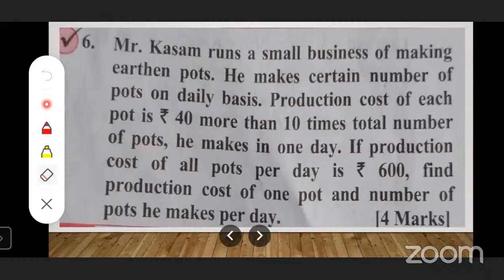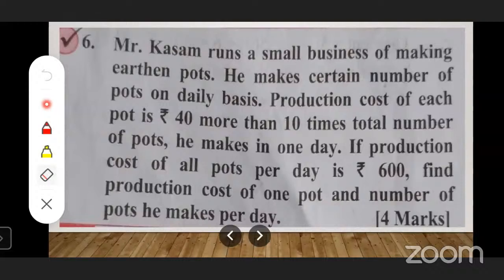Kasam runs a small business of making earthen pots. So, which business does Mr. Kasam actually run? Of making earthen pots. He makes a certain number of pots on a daily basis. We don't know how many pots he is making on a daily basis.